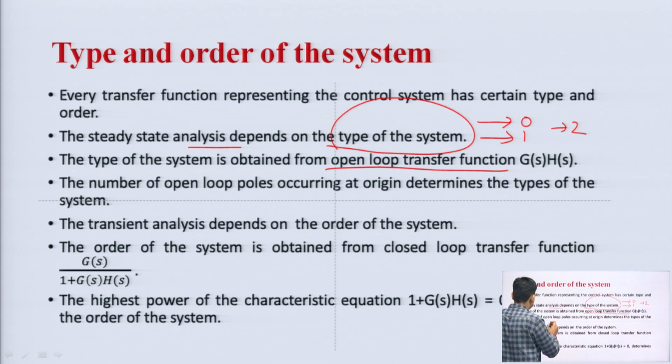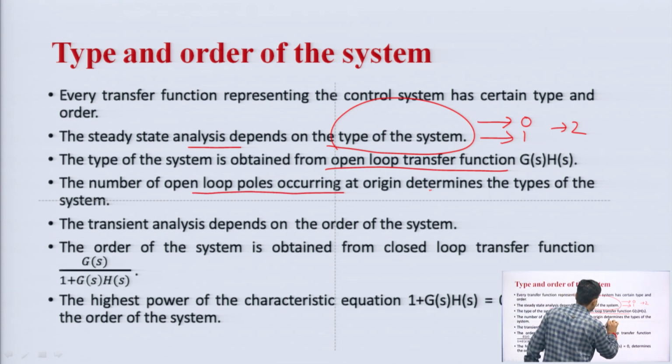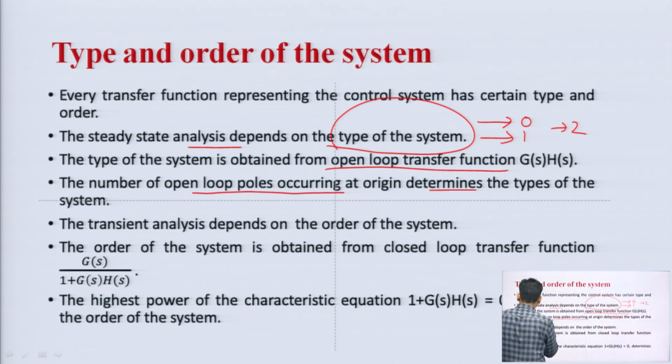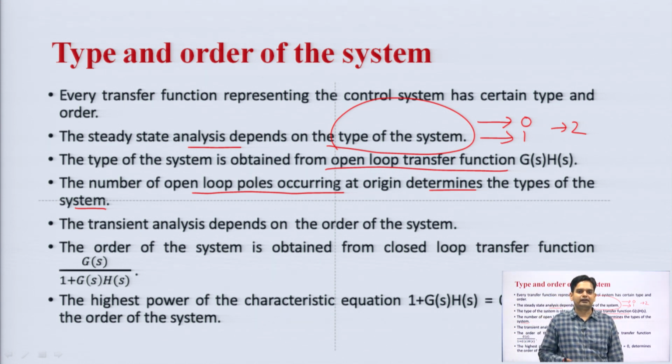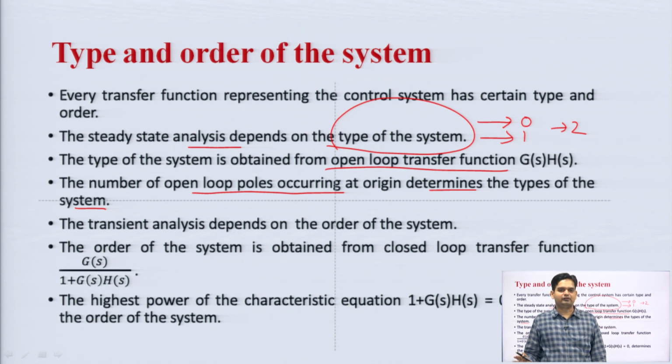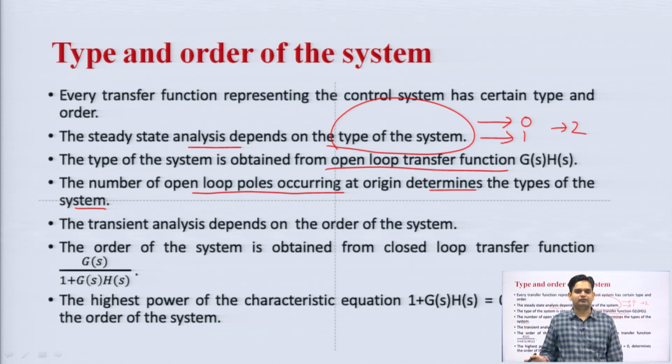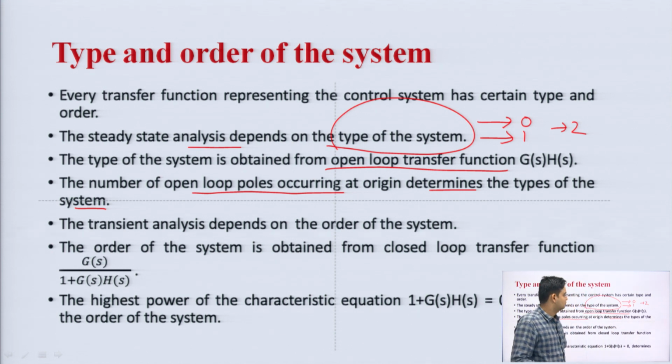The number of open loop poles lying at the origin basically gives you the type of the system. It means whenever you observe the open loop transfer function, you need to observe how many poles lie at the origin, and that tells you the type of the system. If 2 poles are at the origin, type is 2, if a single pole is at the origin, type is 1, if 0 poles are at the origin, then type is 0. So, this type depends on poles at the origin.